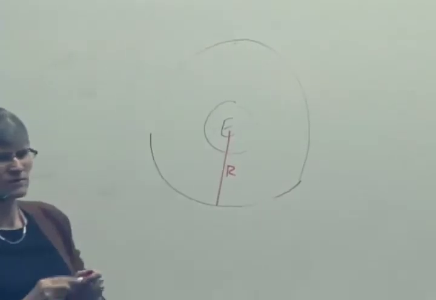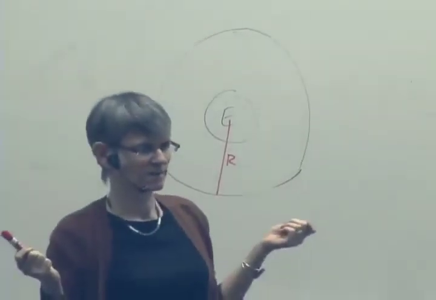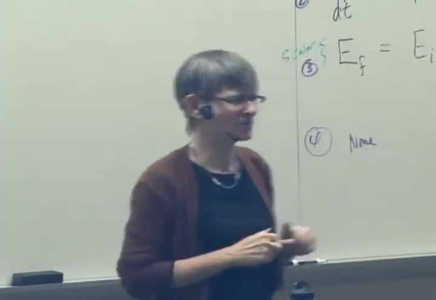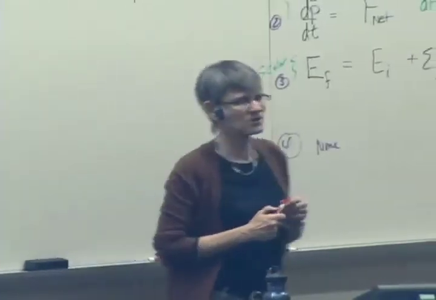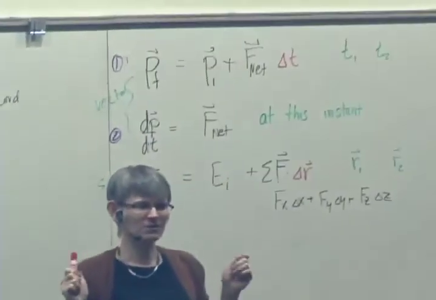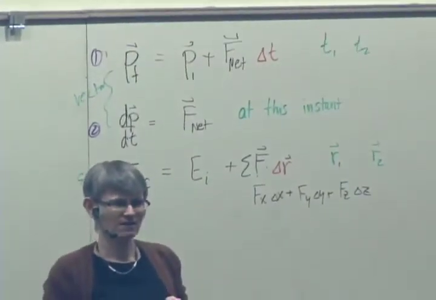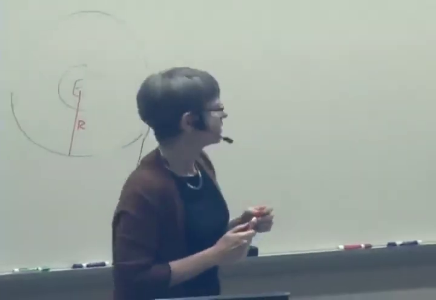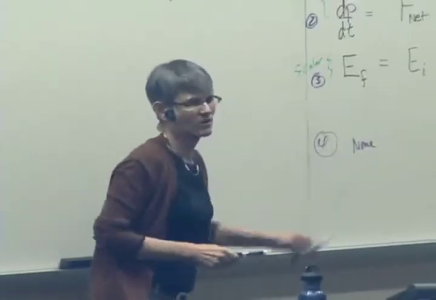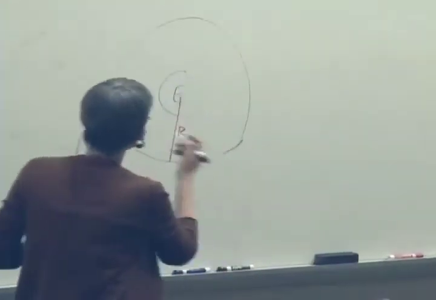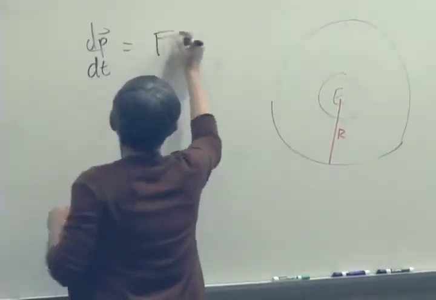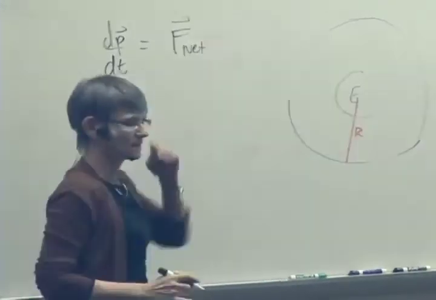Part one was just find its speed, right? A lot of people could actually do that, and it said use the momentum principle. So which version of the momentum principle do you want to use here? Find its speed. Well, do you have two times? Not really. So we better use dp dt equals F net.